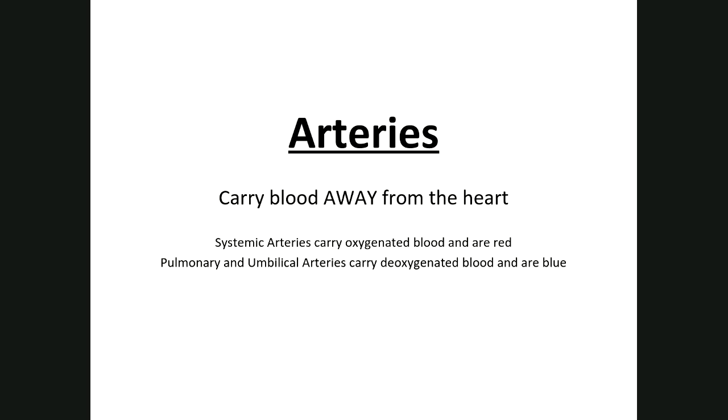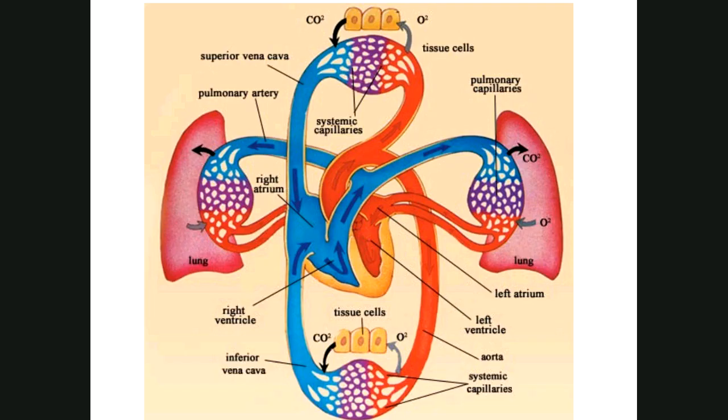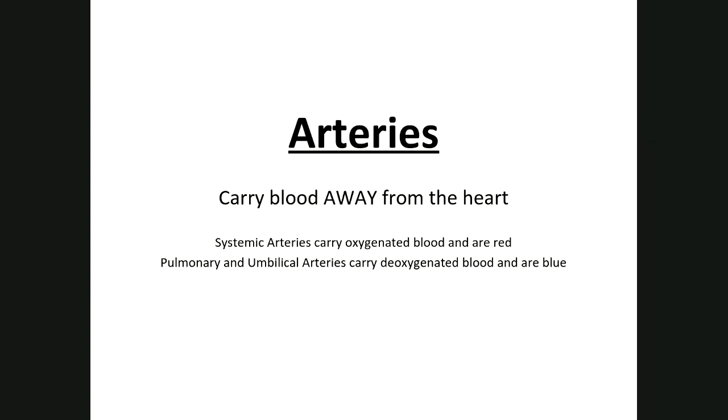Well, if you look at this, we have different types of blood vessels. So we have arteries, we have veins, and we have capillaries. And you can see all of these in this picture. Arteries, veins, and capillaries. Well, arteries are vessels that carry blood away from the heart. And it's a little bit easy to remember because artery starts with an A, and so does away. Artery, away.